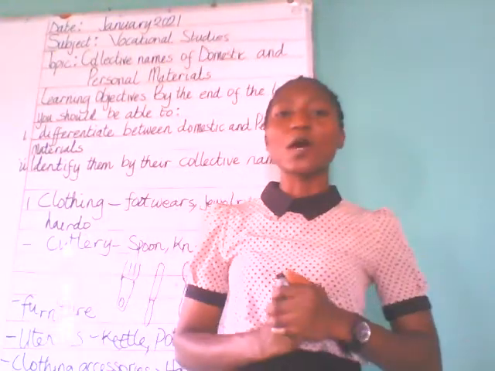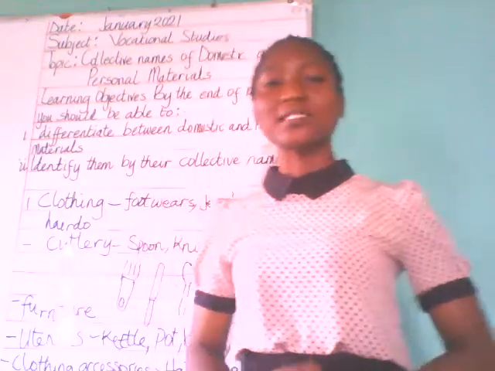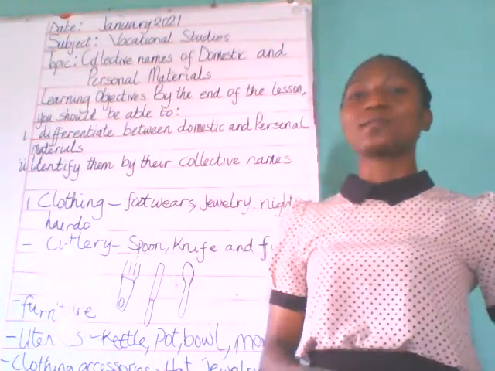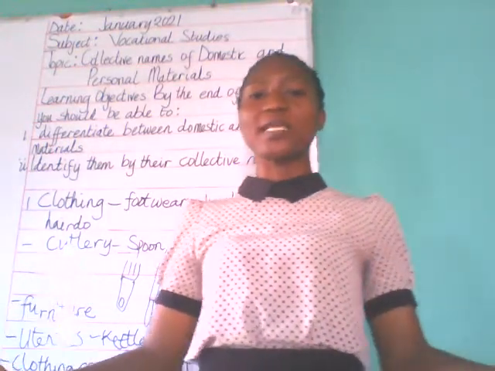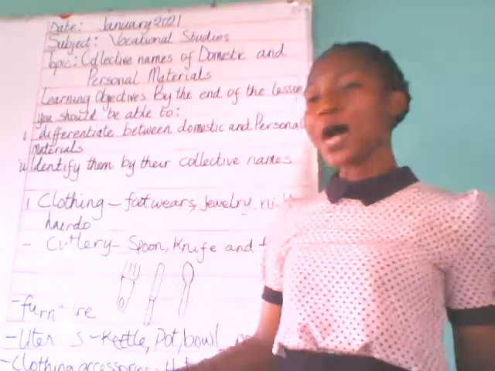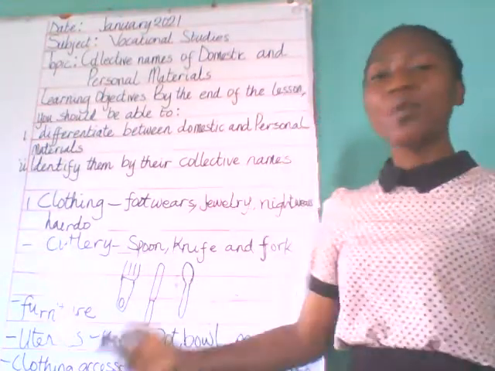Then the next one is we have the utensils. This is also a domestic material. Where do we use them? We use them in the kitchen. For what? Cooking. We have the kettle, the pot, the bowl, the mortar.